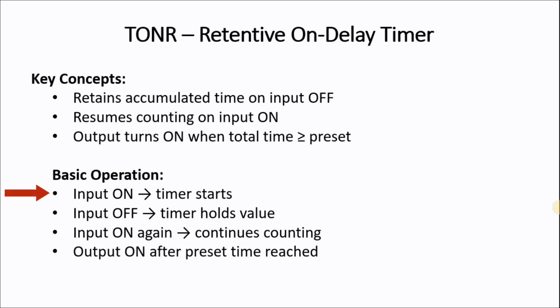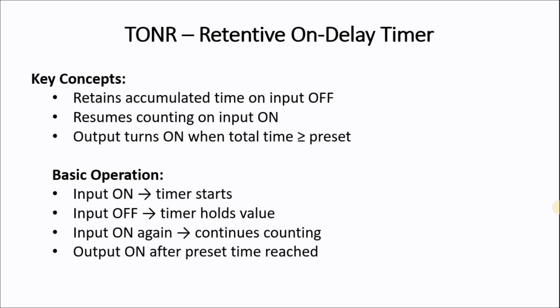And this right here is the basic operation. So first, when the input is on, the timer will get started. When the input is off, the timer will not reset, it will hold the value. And this is basically the speciality of the retentive timer. When the input is gone, it will not reset, it will hold the value. And when input is back again, it will continue from the same count. And the fourth point is the same, just like the other timers. The output is gonna turn on when the preset value is reached.